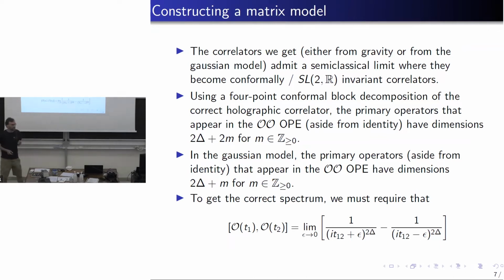So basically, the logic is that there's actually a bootstrap result, which says that if you have this condition on the spectrum and you also have associativity of the OPE and of course conformal invariance, then that fixes the 4-point function to be the GFF1. And so the logic is this is a constraint we want to impose in the matrix integral by hand.